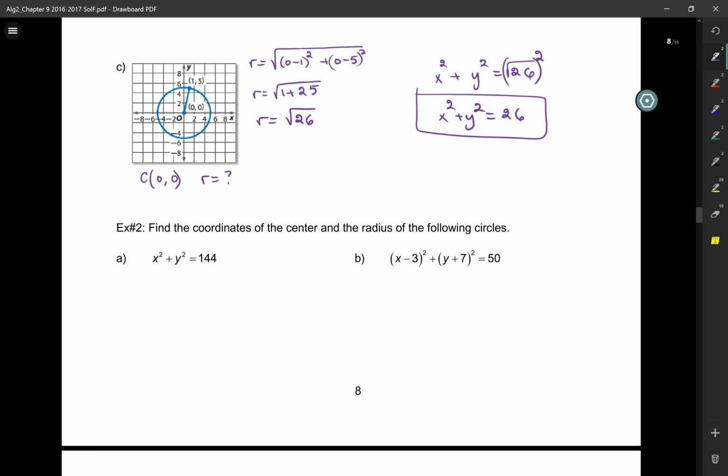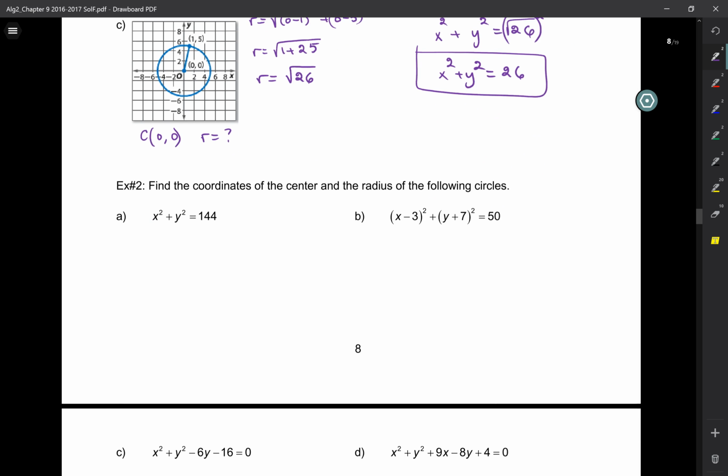Okay, so here's another one. Now we're given the equation. We need to find the center and the radius. So first one, where's the center? 0, 0. What's the radius? 12. Because it's the square root of 144. That's 12. Because your brain reasoned that it's the square root of this number. This number is r squared, so the square root of that number is 12.